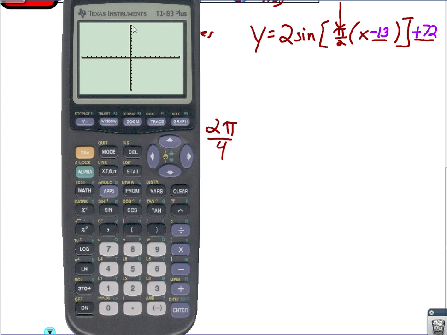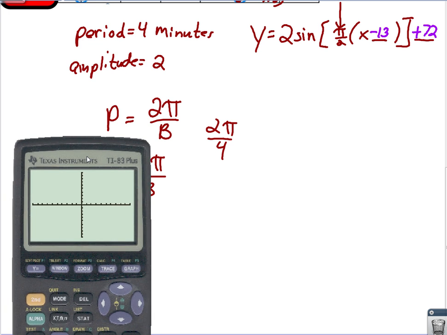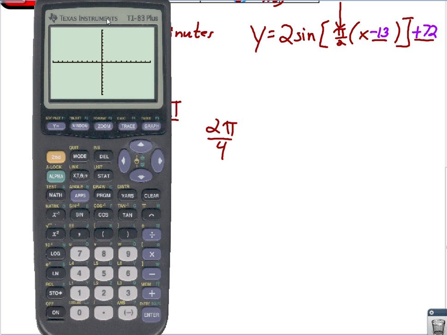This is 10. So let's go from, let's see, our amplitude was what? What was the amplitude of this? 2. And my equilibrium point was 72. So let's go from 69 to 75 on my y. Window y's will be from 69 to 75. We should see some graph now. Might not be much graph. Yeah, that's not a very good graph. So let's change my window again.